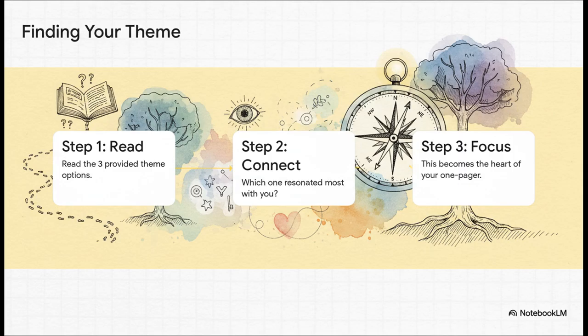The assignment gives you 3 awesome theme options. All you have to do is read them and ask yourself, which one of these really clicked with me when I was reading the book? Whichever one you pick, that becomes the heart, the absolute core of your one-pager.